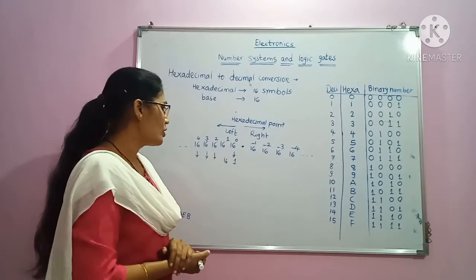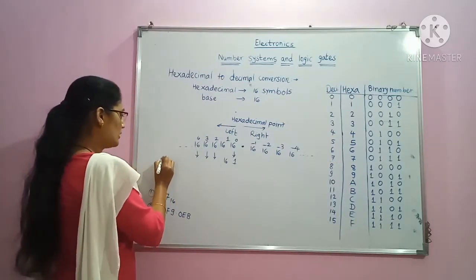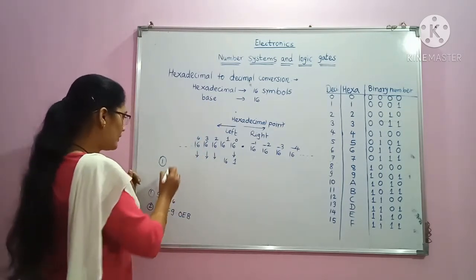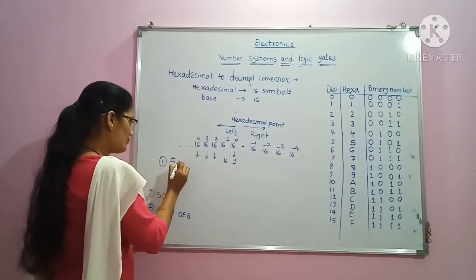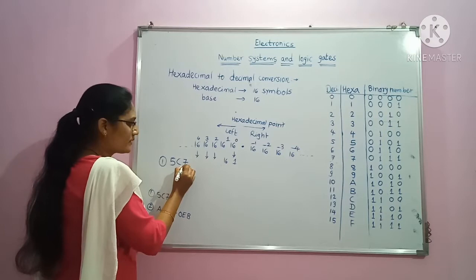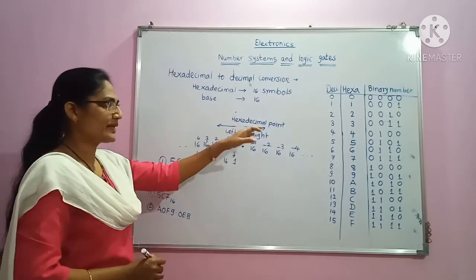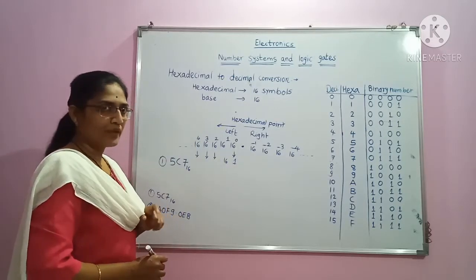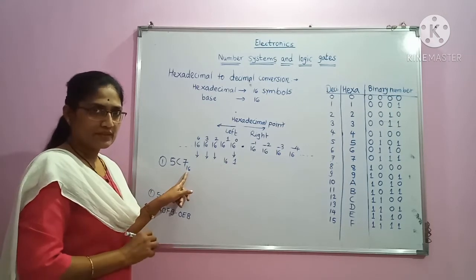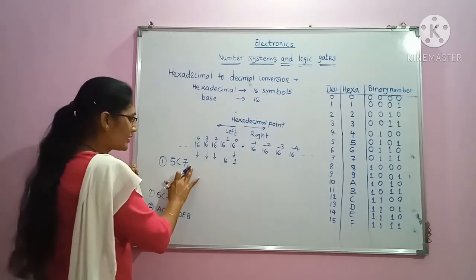So let's solve one example based on the hexadecimal to decimal conversion, and the example given is 5C7 with 16 written as the subscript. I have told you that if the number is in hexadecimal number system, then you can represent it by writing 16 as its subscript, or you can write just H.